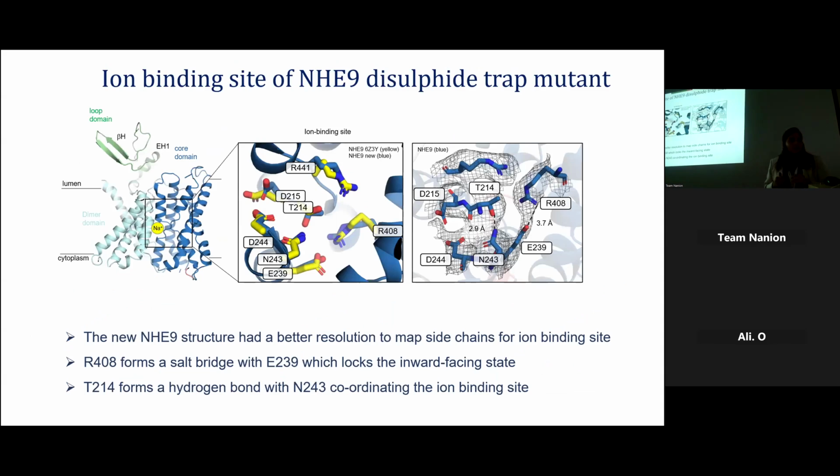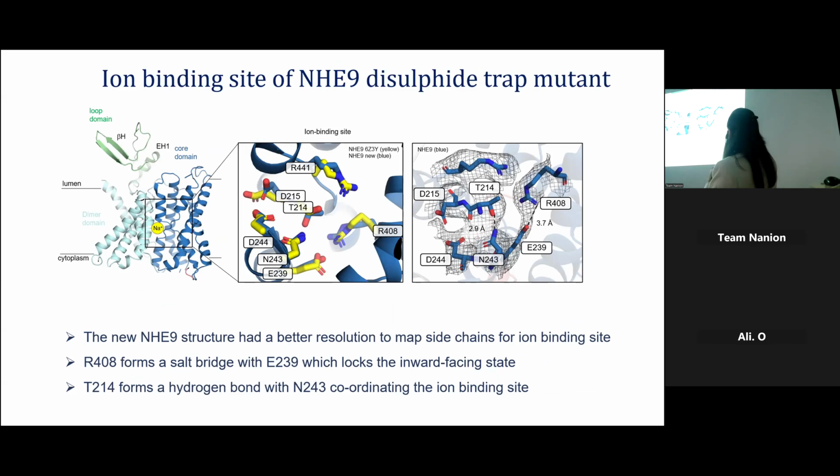Further in the structure, because this was well resolved, we could see that the ion binding site has a salt bridge, which is arginine 408 and E239. They form a salt bridge, and that keeps the ion binding site tighter and can help bind the sodium in a tighter fashion.